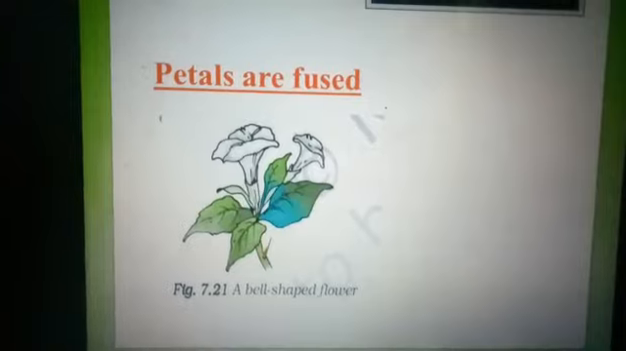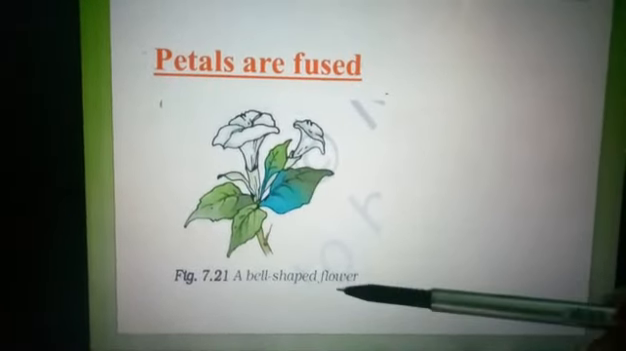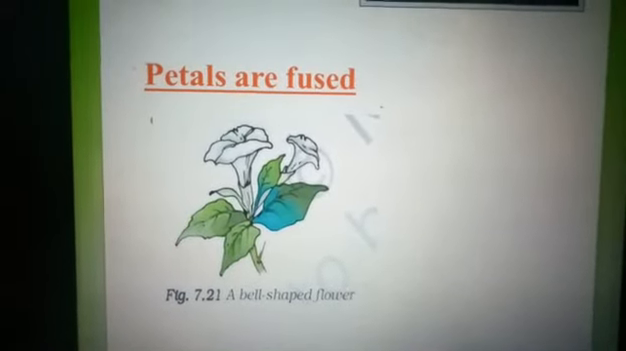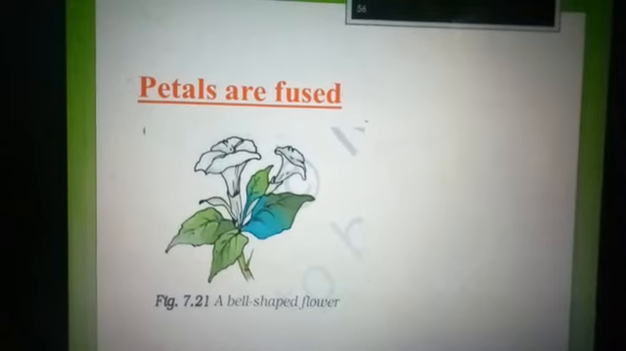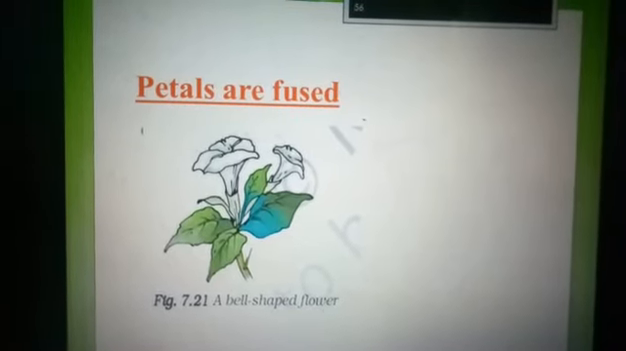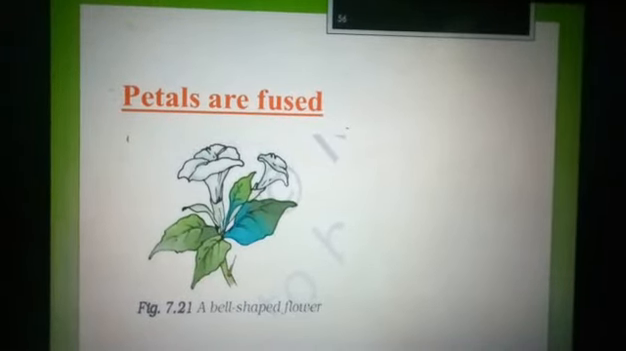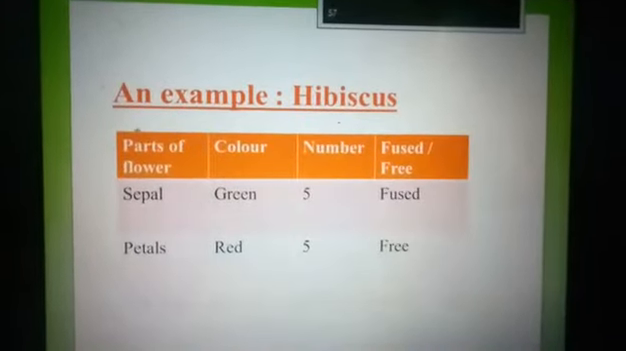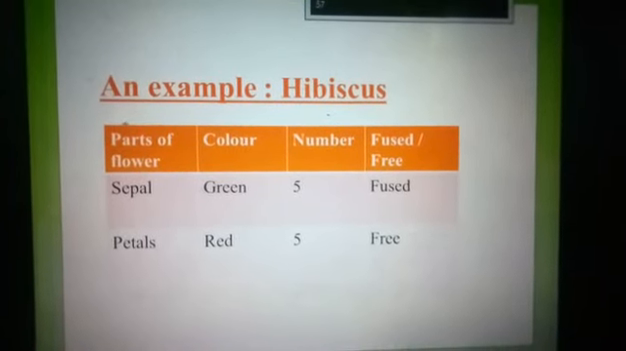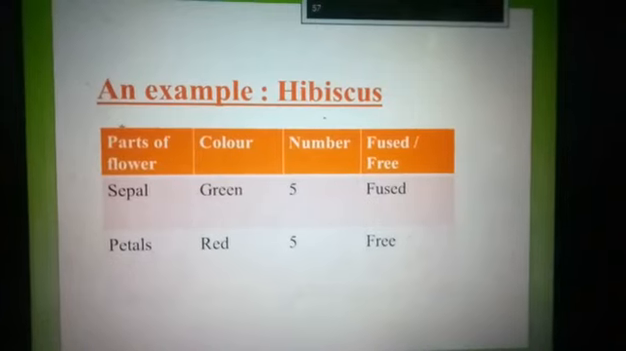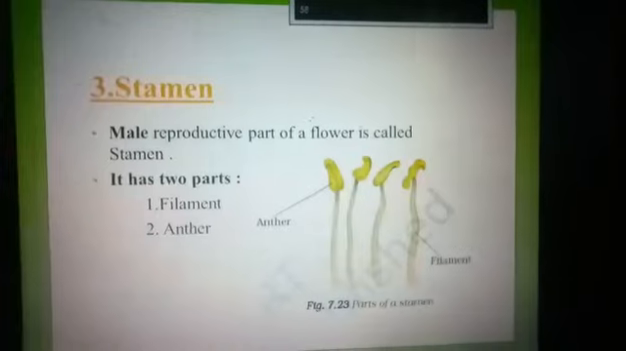Next, here petals are fused. Can you name the flower? A bell shaped flower. हिंदी में आप इसे क्या कहते हैं? धतूरा. आप धतूरे के फ्लावर को देखोगे, पेटल्स उसमें क्या होते हैं? फ्यूज्ड. पेटल्स मीन्स the showy part, the colorful part. यहाँ पे ये वाइट कलर का होता है. So here this one is fused, एक दूसरे से जुड़े होते हैं. Next we have an example, hibiscus. अभी हमने थोड़ी देर पहले डिस्कस किया. Parts of flower, sepals of green color, number 5 and they are fused. Petals red color, they are number 5 and they are free.